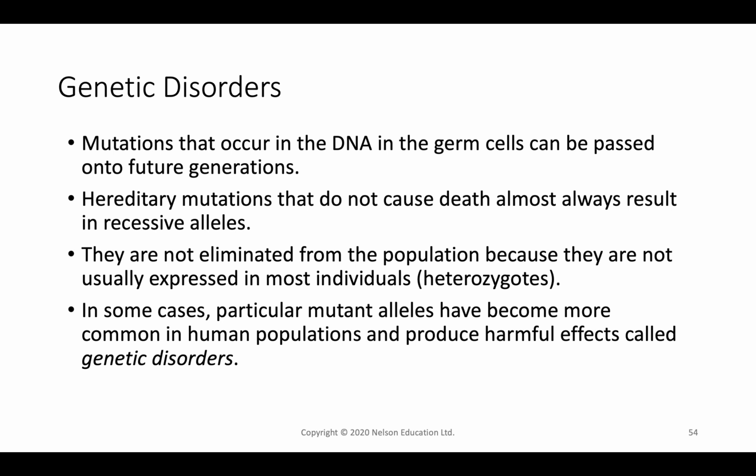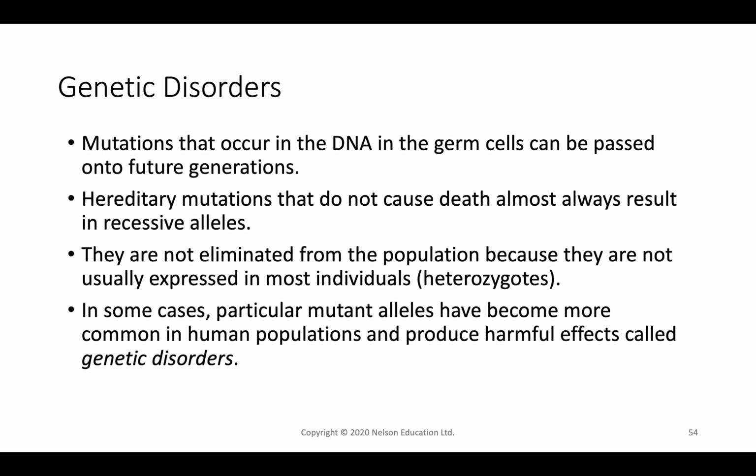Now, let's talk about how mutations can change what gets passed down from one generation to another. So any mutation that occurs in the somatic cells, which are the cells that are not your sperm and egg cells, are not going to be passed down to offspring. But any mutations that occur in the germ cells, which are going to be your sperm and your eggs, can be passed down into future generations. And pretty much anything that's a hereditary mutation that does not cause death is going to almost always result in recessive alleles.